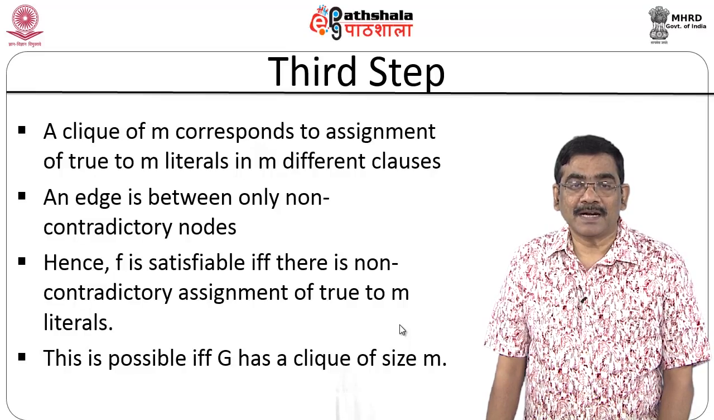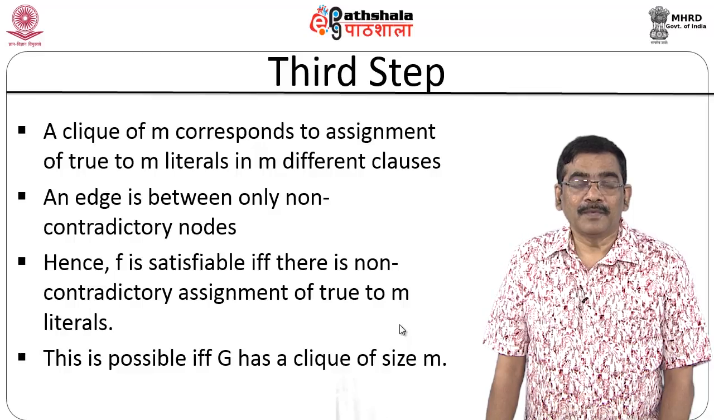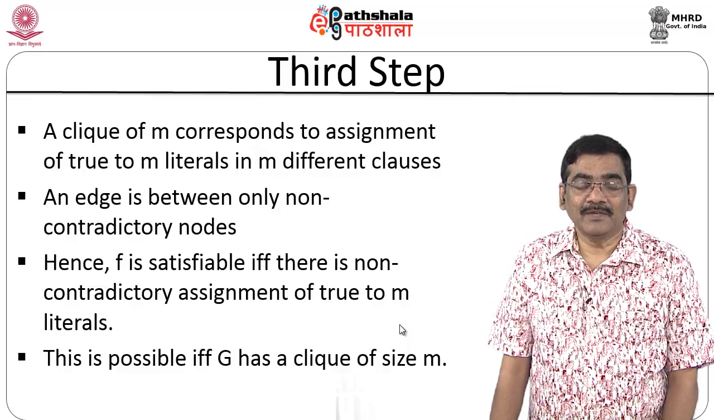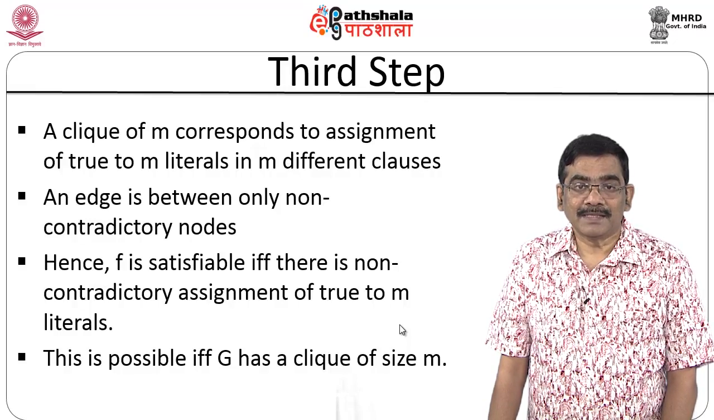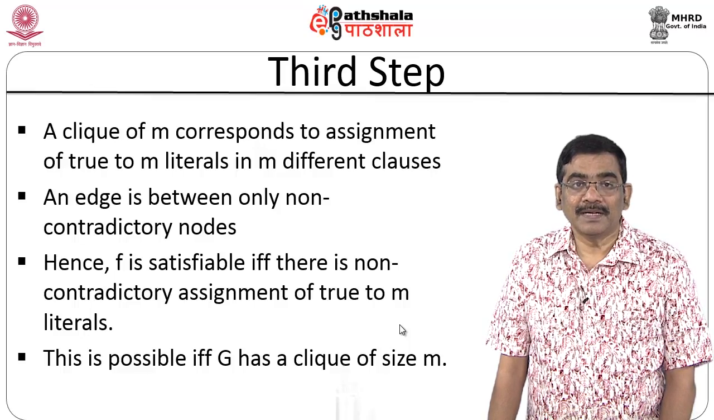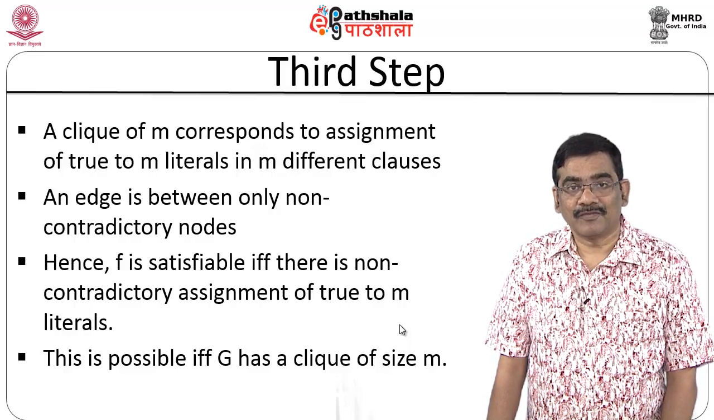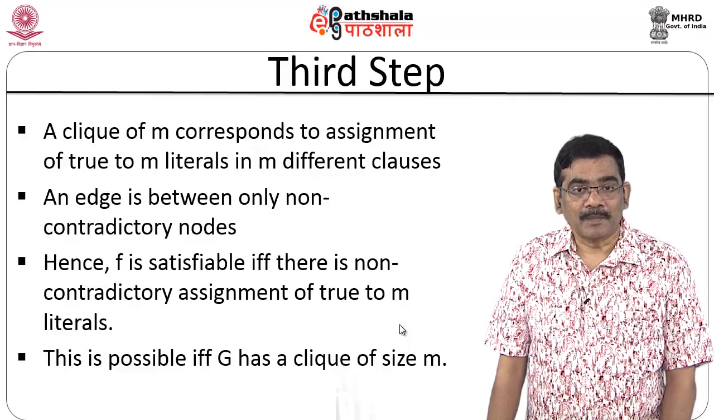So, that means at least one literal should be assigned the value of true. In graph terms, equivalently, we can say that it is available as a node. In other words, it should have the connectivity. Therefore, this is possible only if m cliques are available in the graph. So, this is the proof of this particular problem.